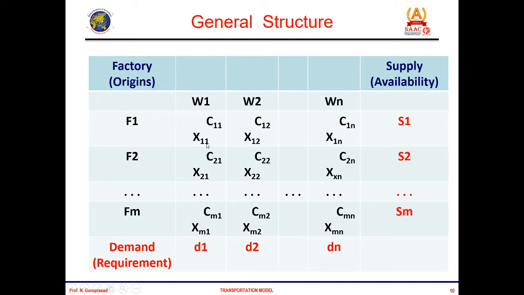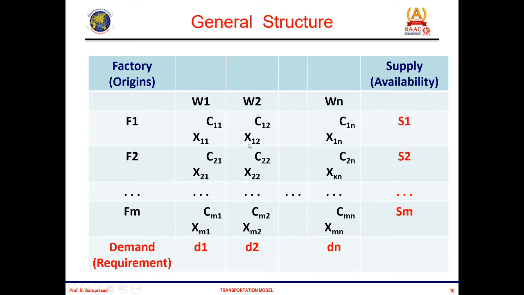At the same time, the demand at different warehouses. W1, the demand is D1, which is there in the red color at the bottom. W2, the demand is D2, and so on. Now, this particular matrix, what is written inside, is called the cost matrix. You have the cost written in terminologies used as C11, C12, C21, C22, and so on.